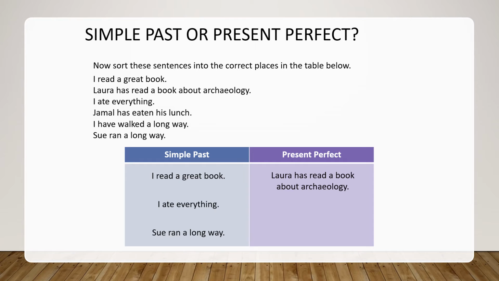Present perfect: Laura has read a book about archaeology. Jamal has eaten his lunch. And I have walked a long way. Present perfect, as a reminder, states that started in the past and continued until now.